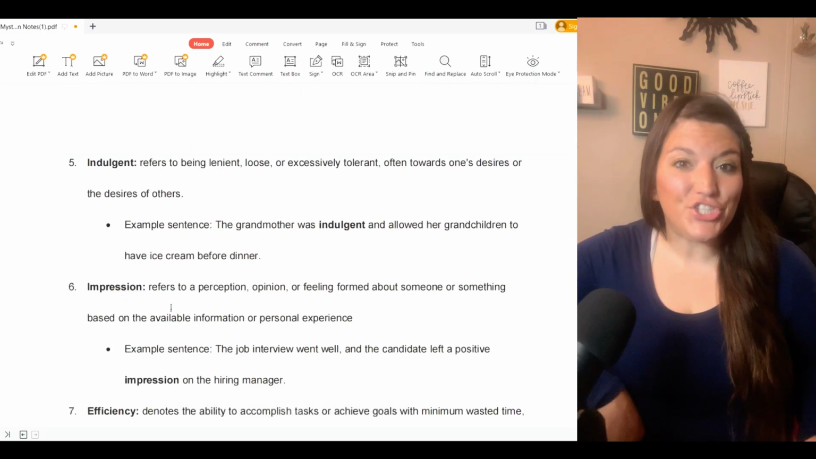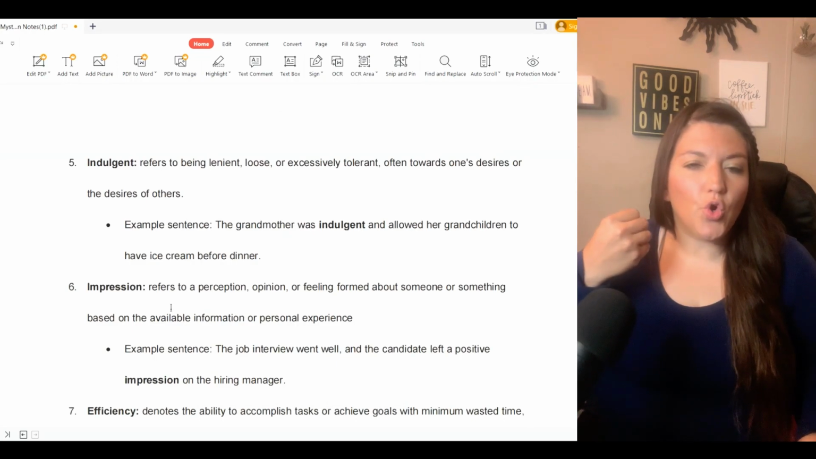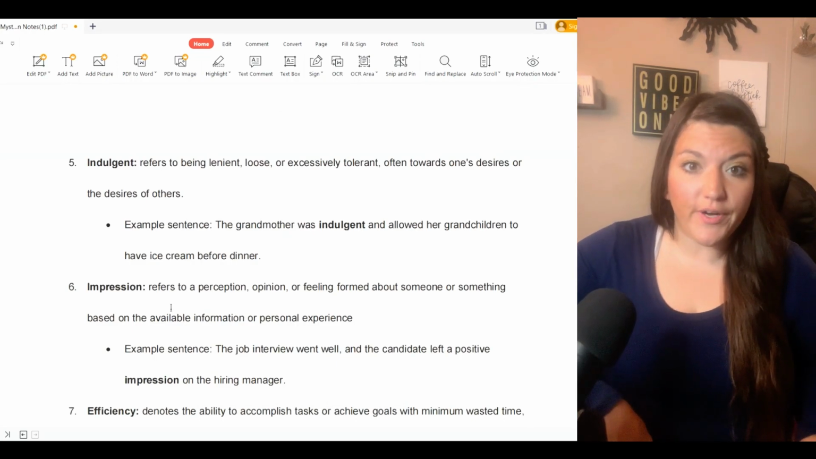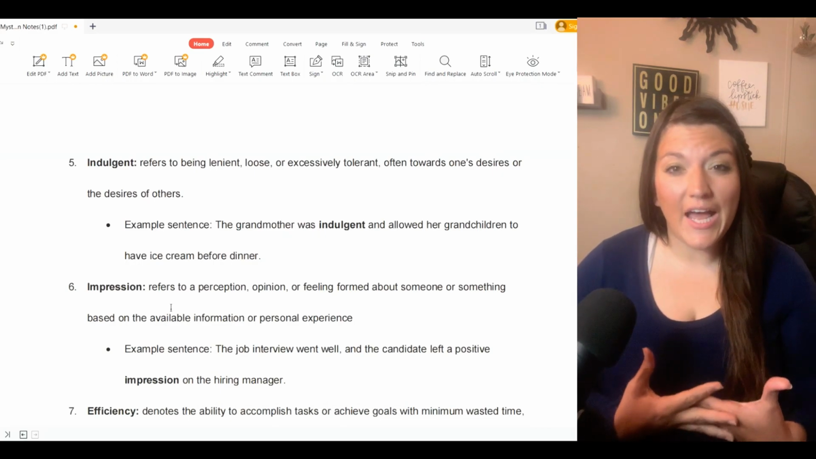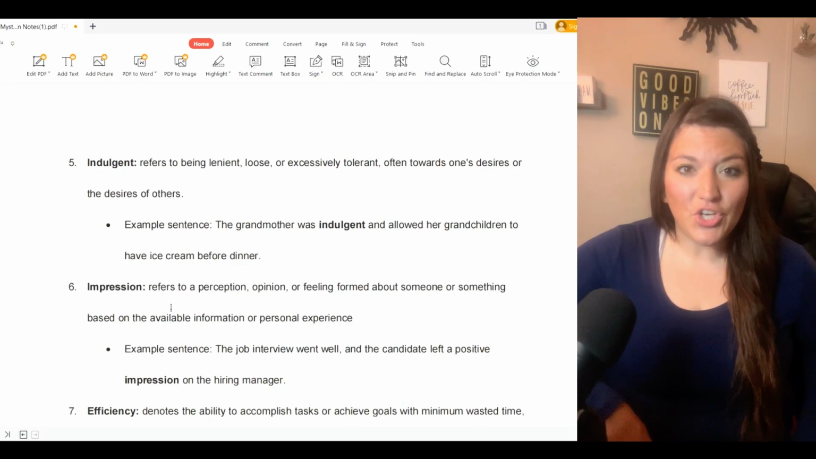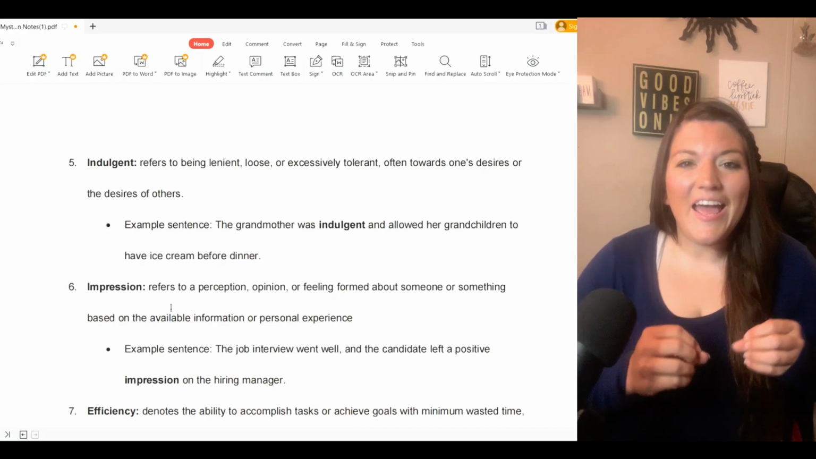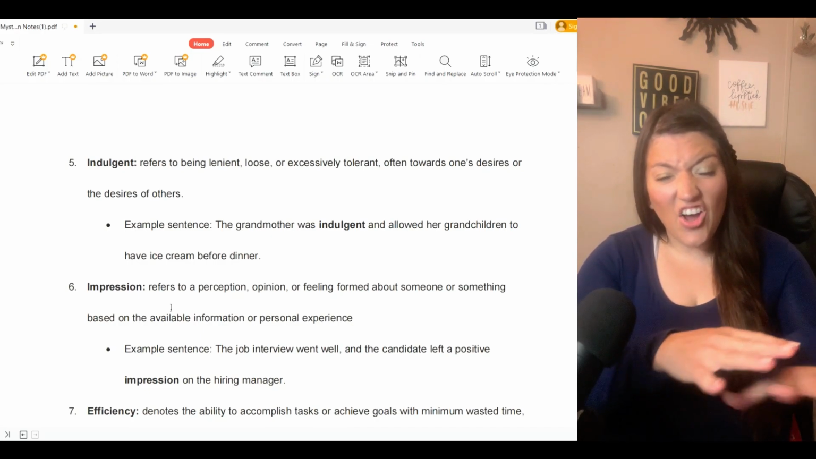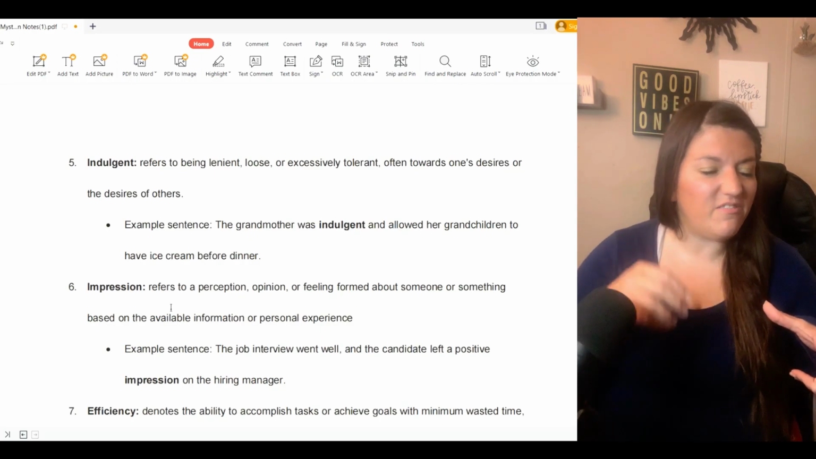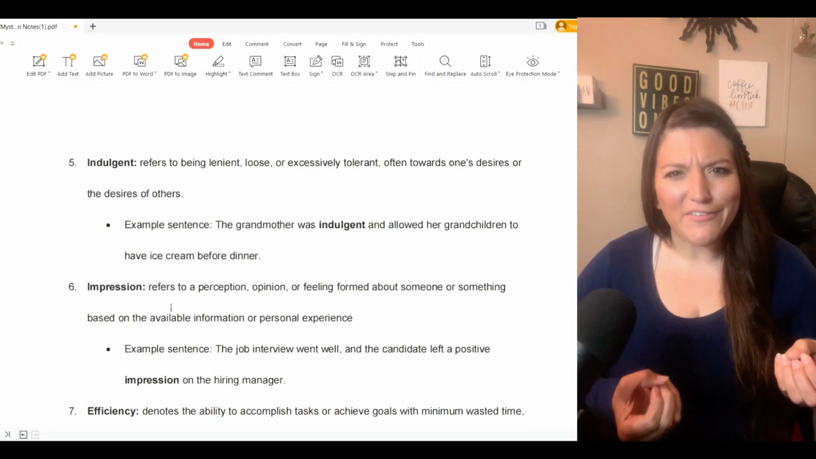Number 5, indulgent. When we talk about indulgent, we mean lenient or loose or excessively tolerant, often towards one's own desires or the desires of others. For example, the grandmother was indulgent and allowed her grandchildren to have ice cream before dinner. Yeah, that's pretty lenient. I do not like to do this for my son. I like to make sure that he eats all of his meal, his vegetables, proteins, all of his good food before he gets that ice cream treat, right?